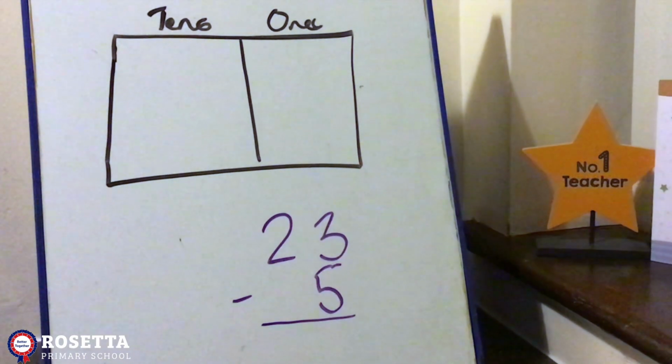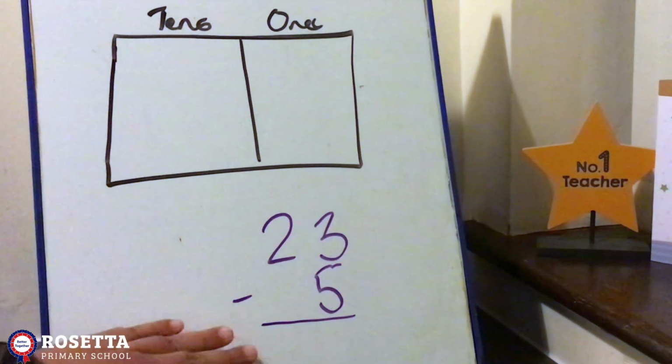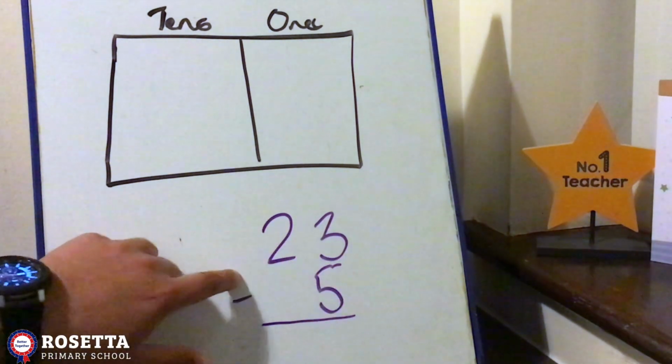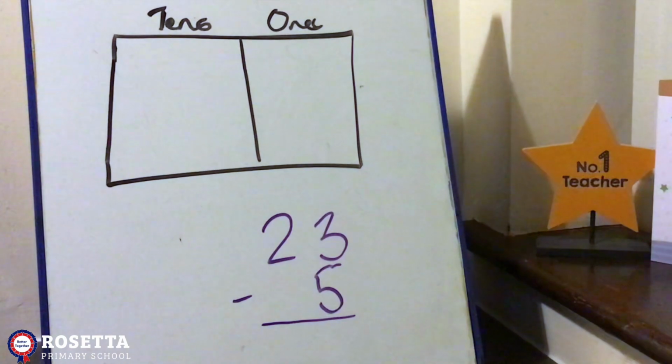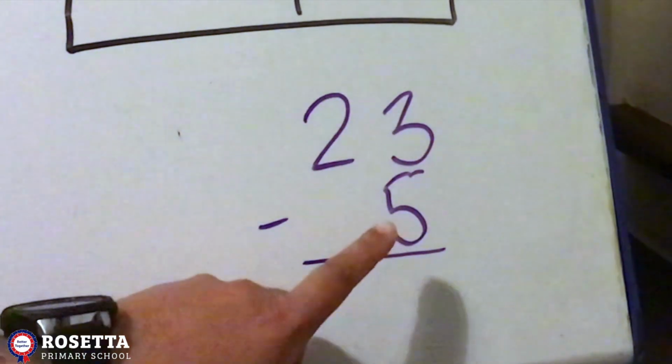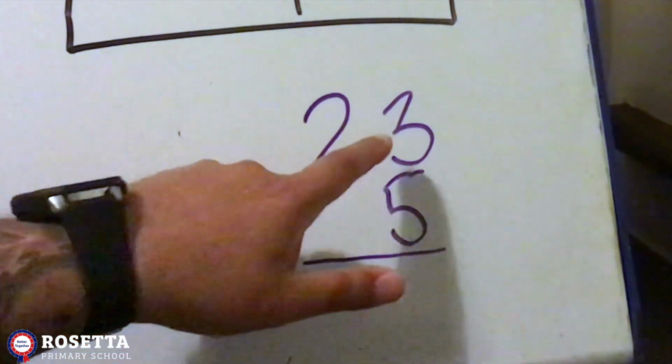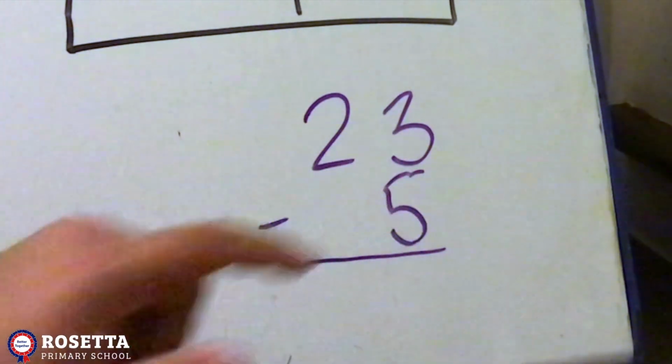Right guys, the next method we're going to look at is using our Dienes and our place value chart, and we've got the column method to help us understand. So first step, 3 take away 5. Can we do that? No. So what do we need to do? That's right, we need to rename or regroup the 10s to help our 1s be able to take away 5.